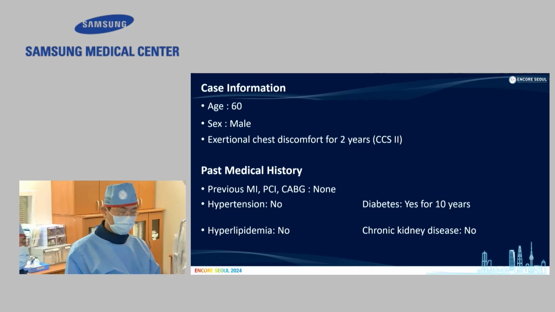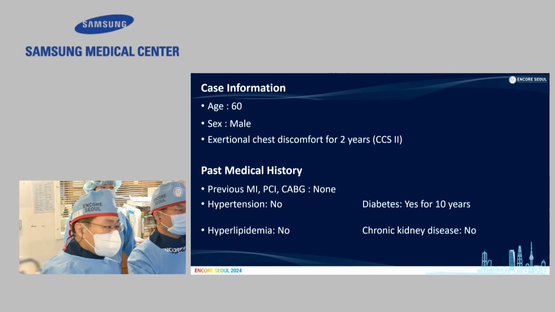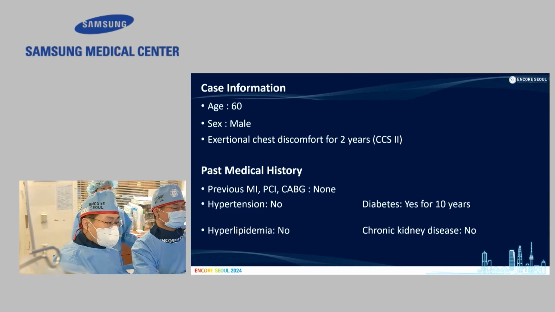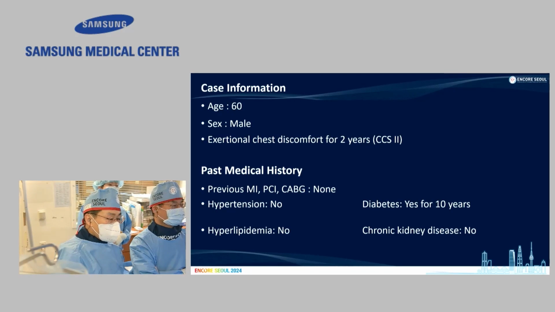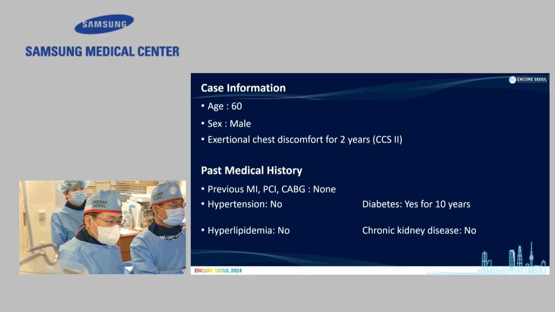This patient is a 60-year-old male. He suffered from exertional chest discomfort for 2 years. He had a history of diabetes for 10 years, but no other risk factors and no other medical history.